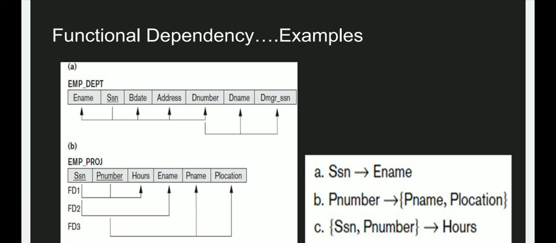The left side figure gives two relations, tables, and the right side gives the functional dependency for the table. You can see that employee_project has attributes SSN, P number, hours, E name, P name, and P location. So SSN is a unique number which can determine E name, and P number can determine project name and project location. So it is a functional dependency, and SSN and P number together can determine hours.